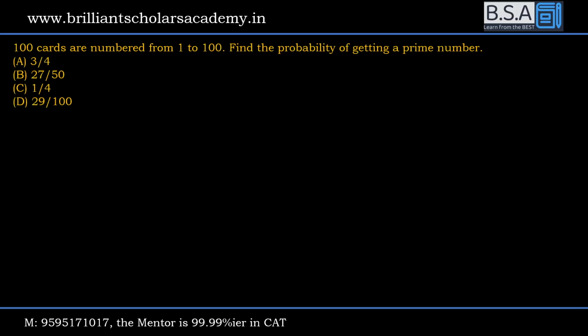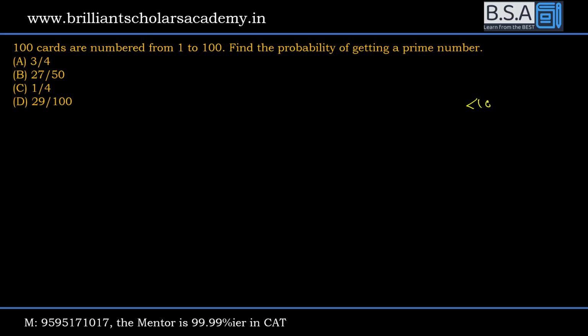Moving on. 100 cards are numbered from 1 to 100. What is the probability of getting a prime number? For this question, you need to know how many prime numbers up to 100 are there. ये CET लेवल का क्वेश्चन है. CET में 3-4 बार आ चुका है.